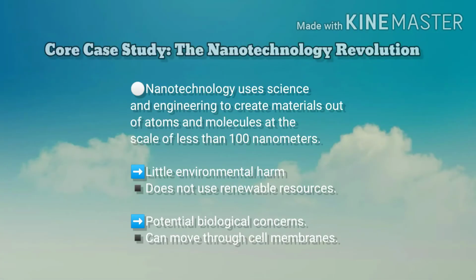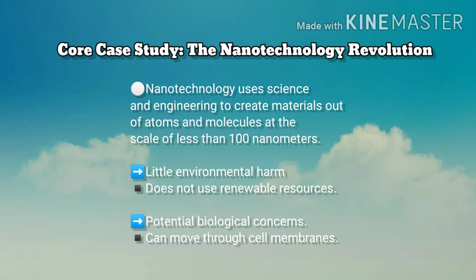Core Case Study: The Nanotechnology Revolution. Nanotechnology uses science and engineering to create materials out of atoms and molecules at the scale of less than 100 nanometers. Little environmental harm, does not use renewable resources. Potential biological concerns: can move through cell membranes.